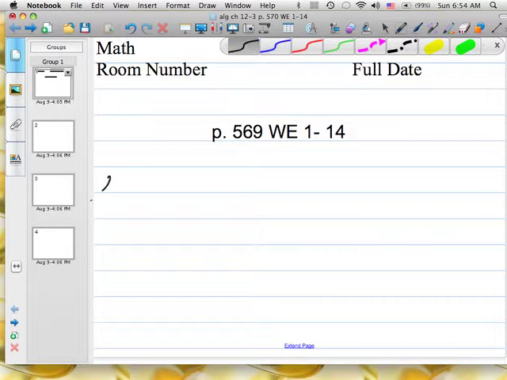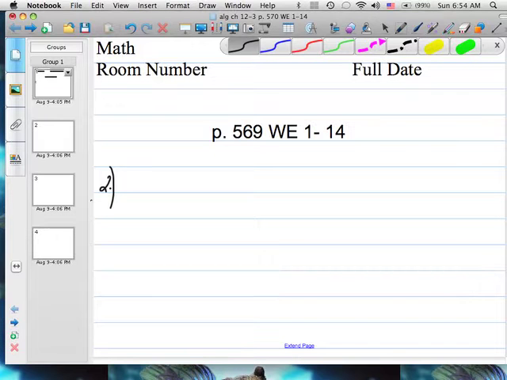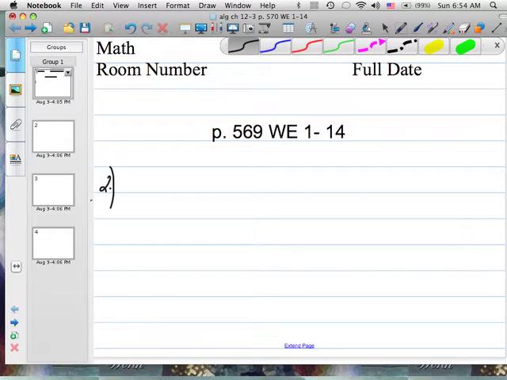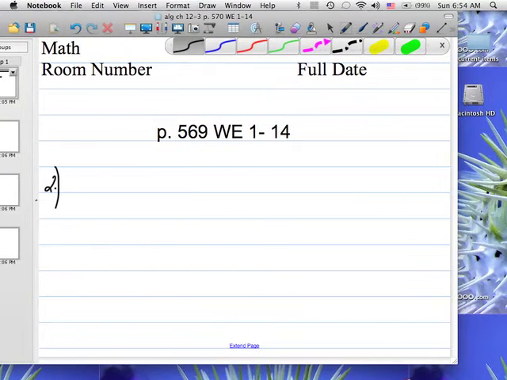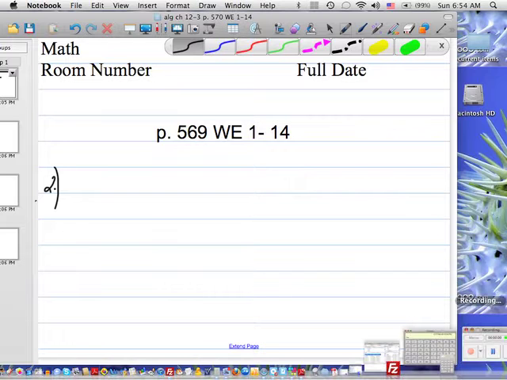Problem number 2, the directions say use the quadratic formula to solve each equation. Give your irrational roots in the simplest radical form and then approximate them to the nearest tenth. You will need your calculator. So we'll pull that calculator up.